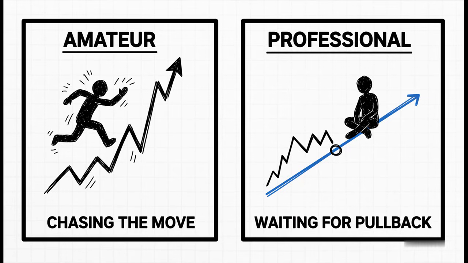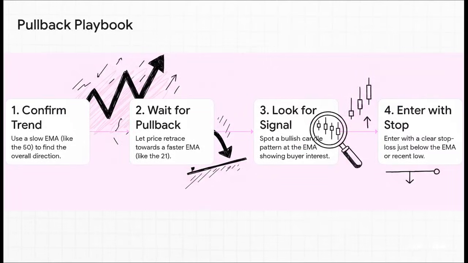Amateurs chase price as it's running away from them. But professionals identify the trend and then they just patiently wait. They wait for the price to pull back to a key level, in our case, an EMA. They let the opportunity come to them. So here's a 4-step playbook.